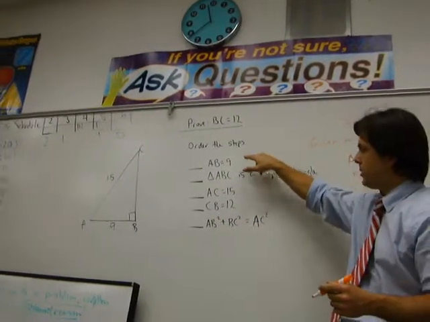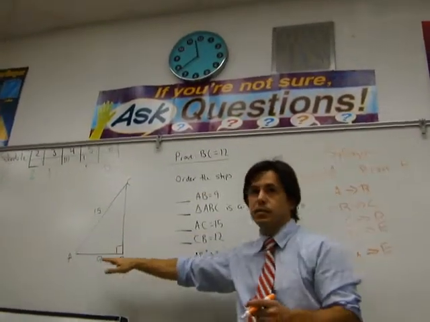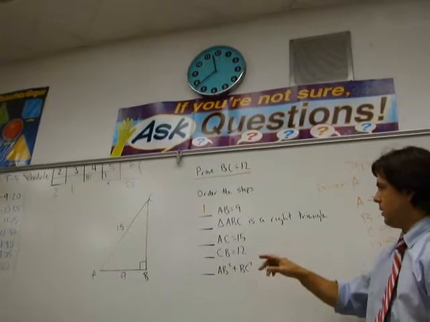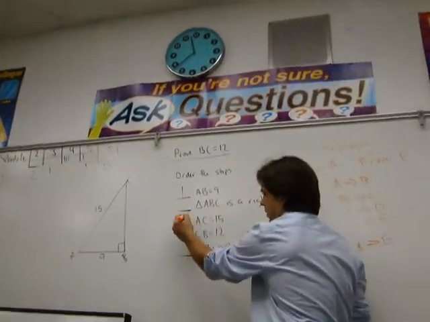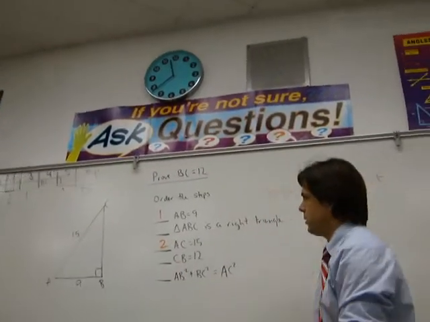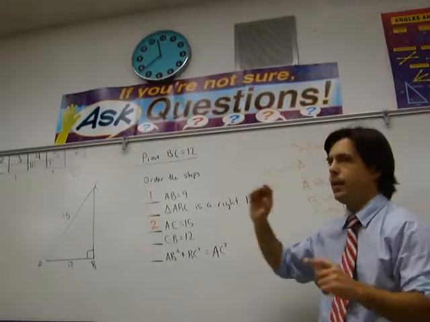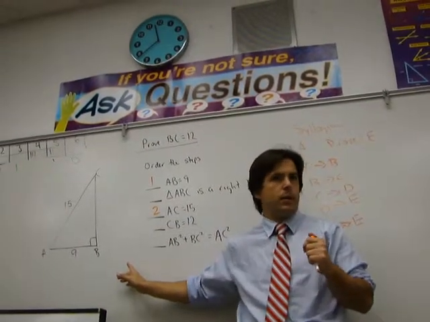AB equals 9? Does that make sense? Because that's right there in the problem, right? Okay, so we can call that 1. And then AC equals 15. That can be 2. And then AB squared plus BC squared. By the way, what type of problem is this going to be, guys?